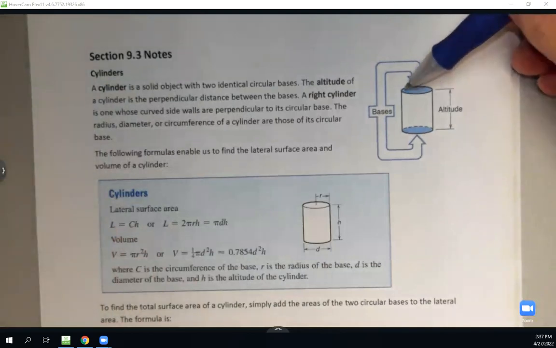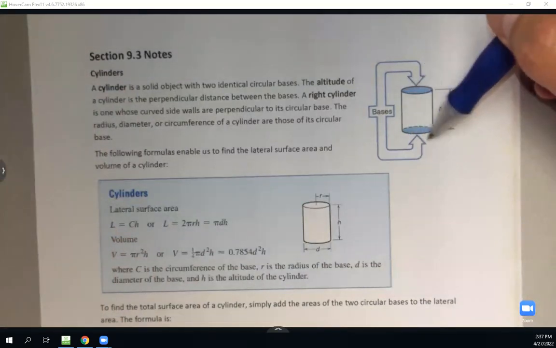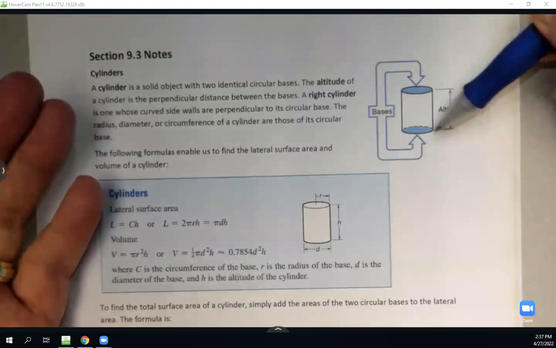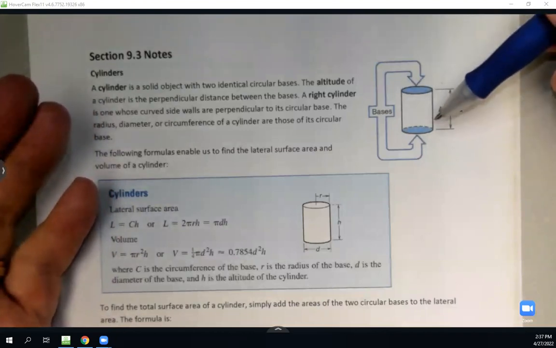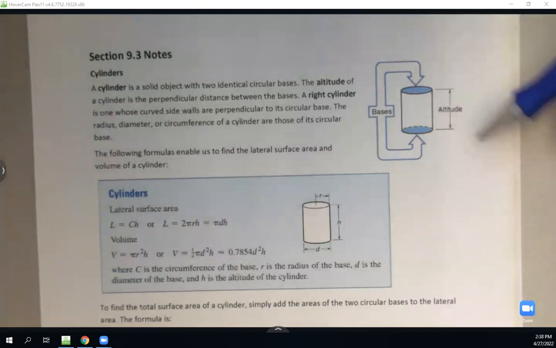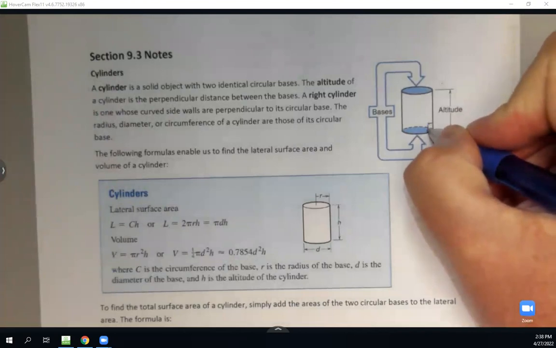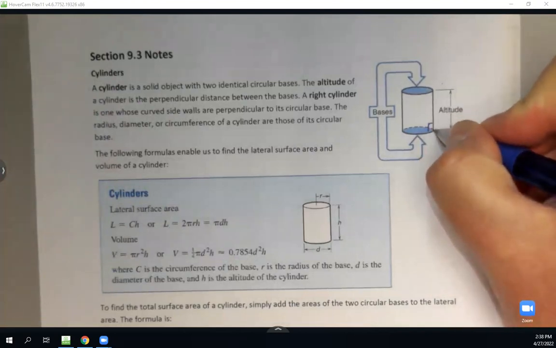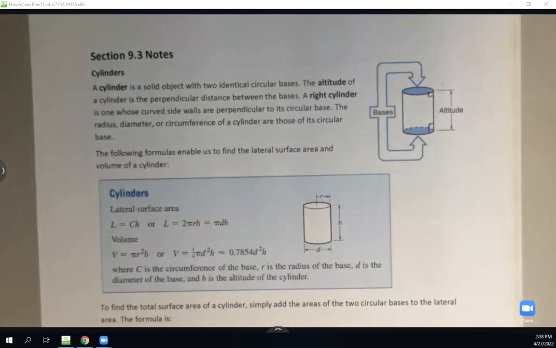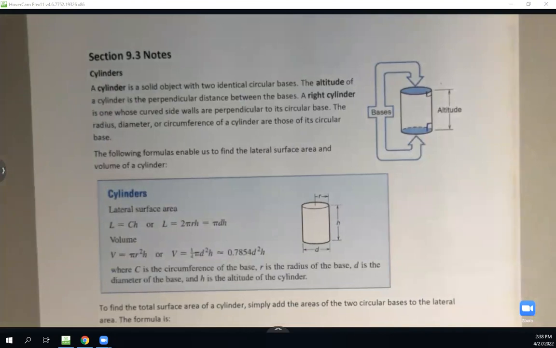So if you look at the figure here, we've got a circle base at the bottom and top. So again, it's like a prism, except it's round at the top and the bottom instead of straight edges. And then the altitude is going to be the distance between the two circles. And if it's a right cylinder, then we have a 90-degree angle between the altitude and the base circles. So 90-degree angles both here and here. Does that make sense? We're going to generally be working with right cylinders. Everybody okay with that? You've seen cylinders before, right?